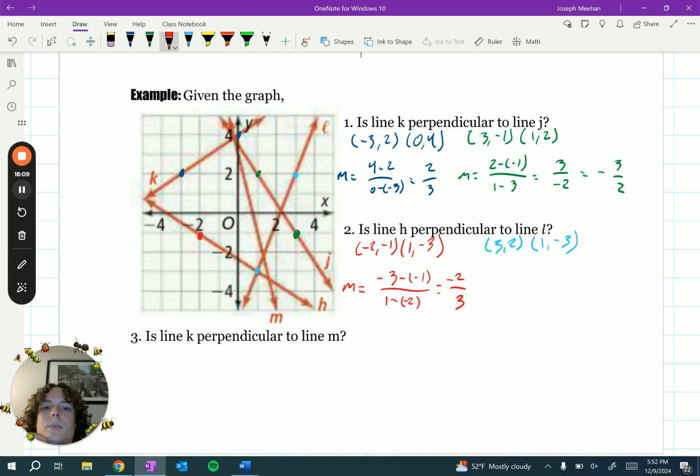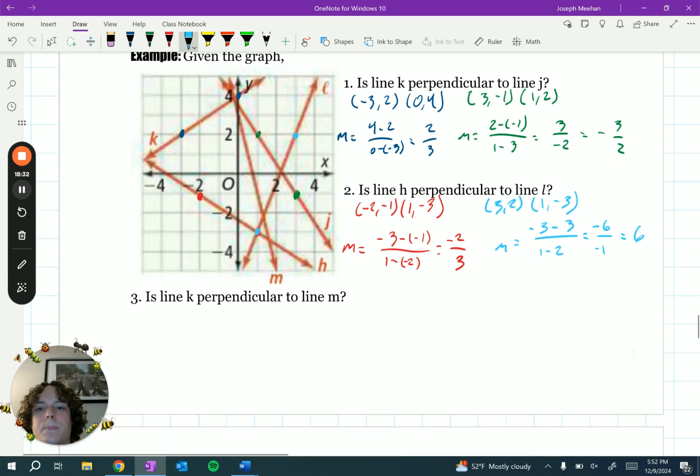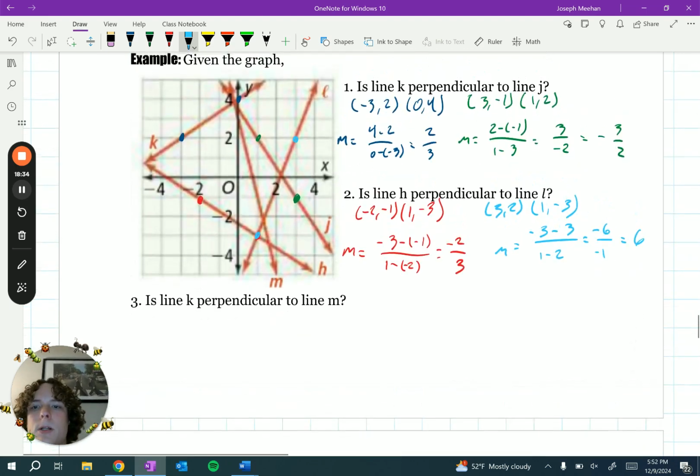So again, if we have -2 over 3 for the first line, then for the second line, if we want them to be perpendicular, we should get +3 over 2. So let's try it. Slope here, -3 minus 3 over 1 minus 2, -6 over -1, so that's just +6. So are these lines perpendicular? No, they are not, because the slopes are not opposite reciprocals of each other.